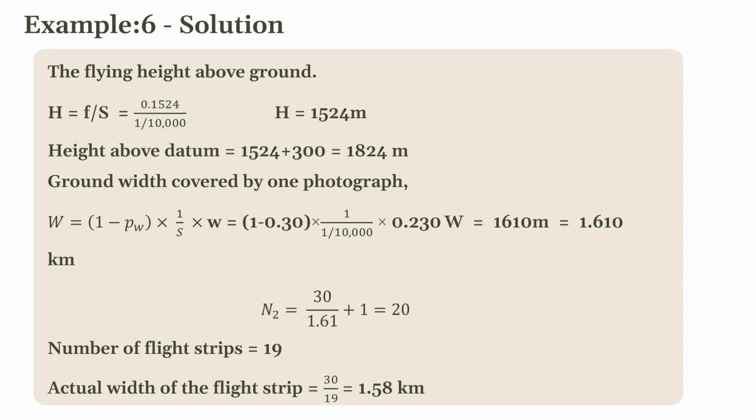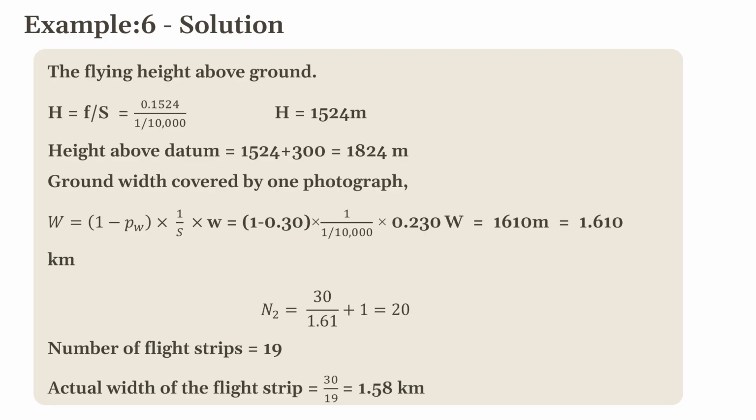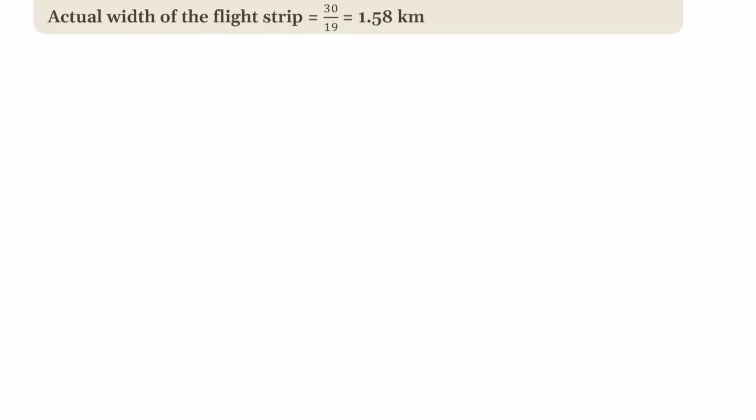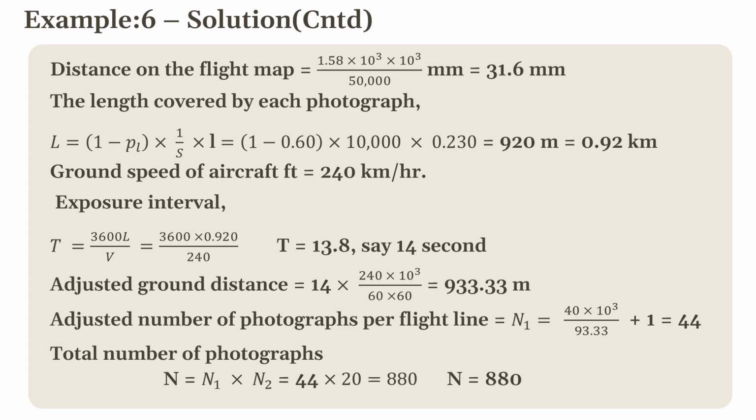So N2 is equal to 30 by 1.61 plus 1 is equal to 20. Therefore, the number of flight strips is 19 because 30 divided by 1.61 is approximately 18.63, which we round off and add 1 to ensure coverage of the entire area. So the actual width of the flight strip is 30 by 19 is equal to 1.58 kilometer, and the distance on the flight map is coming around to 31.6 millimeter.